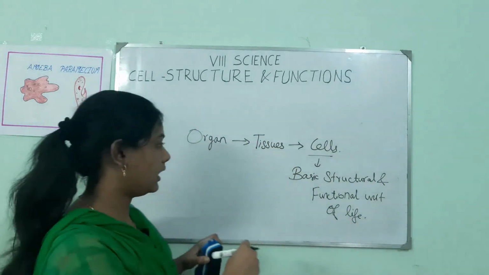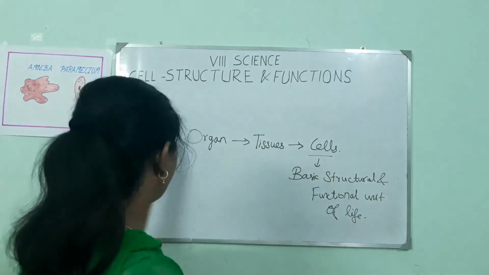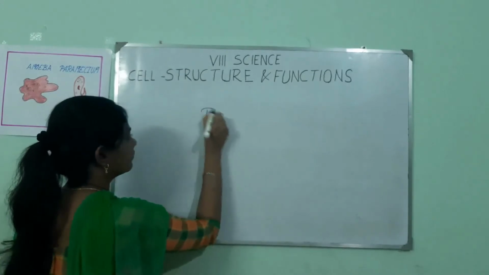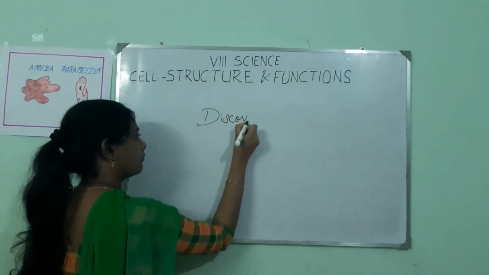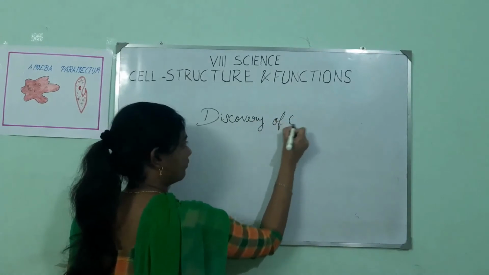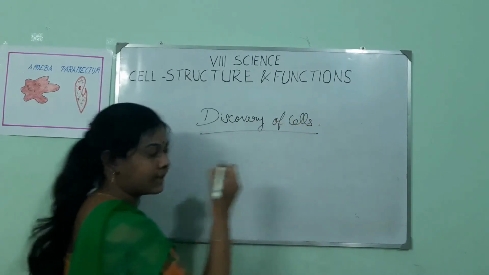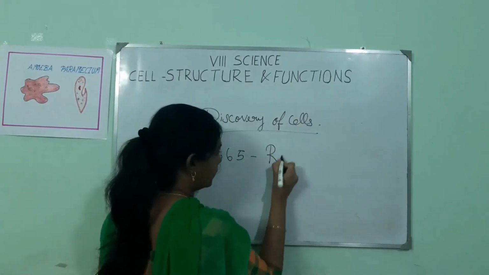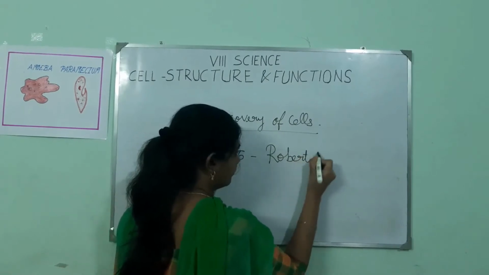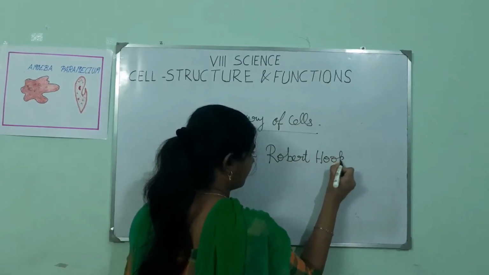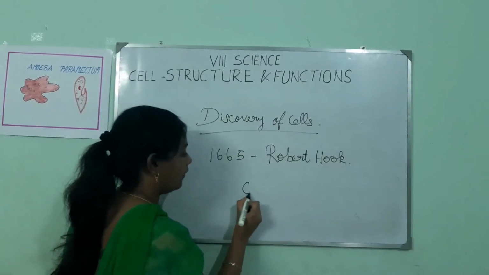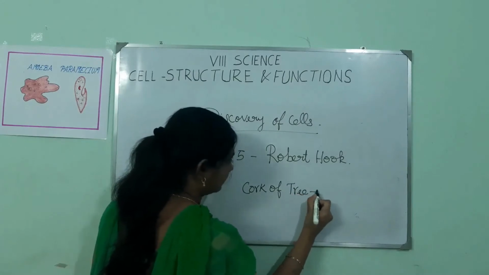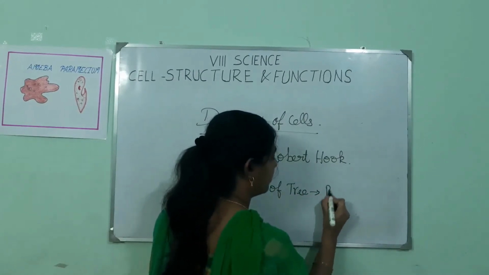Now we are going to see about the discovery of cells. In 1665, a scientist named Robert Hooke took a cork of a tree. Cork is nothing but part of the bark of the tree.